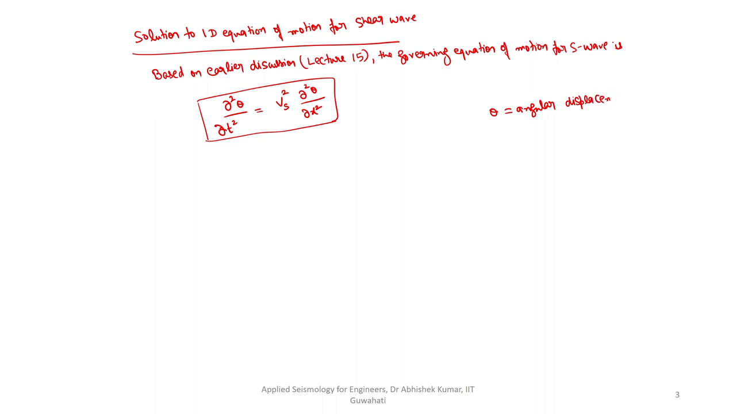Why angular displacement? Because when shear wave is passing through the medium, it will undergo horizontal as well as vertical displacement simultaneously, and that is how we have approximated it to application of torque in the direction perpendicular to the wave propagation. Because of this torque, there will be angular displacement, though the particle will be moving along the circumference, but the measurement of movement of the particle we have done in terms of theta, which was angular deformation.